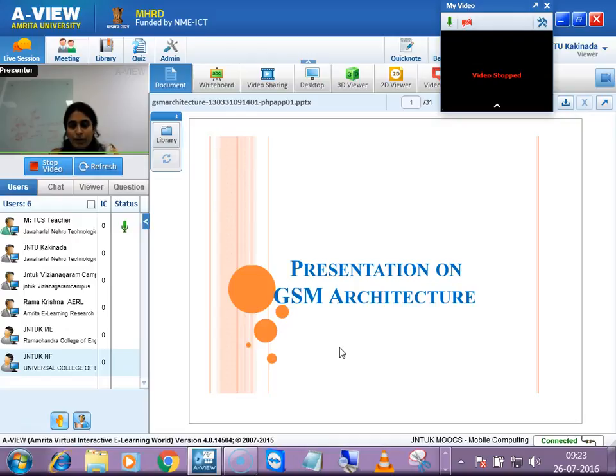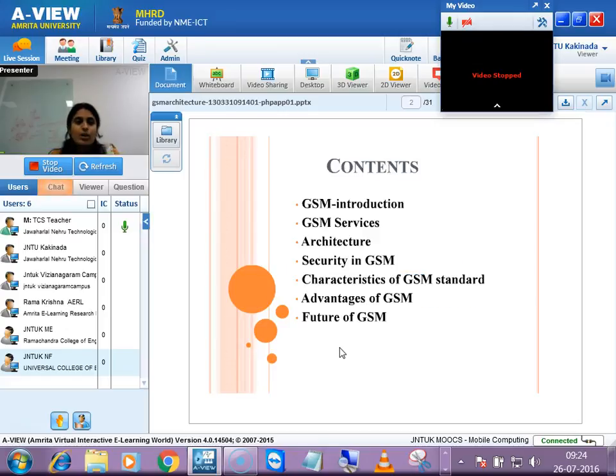So after deploying the towers, whenever coming to GSM, the bandwidth is increased, and moreover the number of people that are served are increased. This is the contents for today: GSM services, what is the architecture, what are the aspects increased when compared to 1G, like security, what are the characteristics of GSM, what are the advantages, and what is the future of GSM. Okay, it is actually the old one.